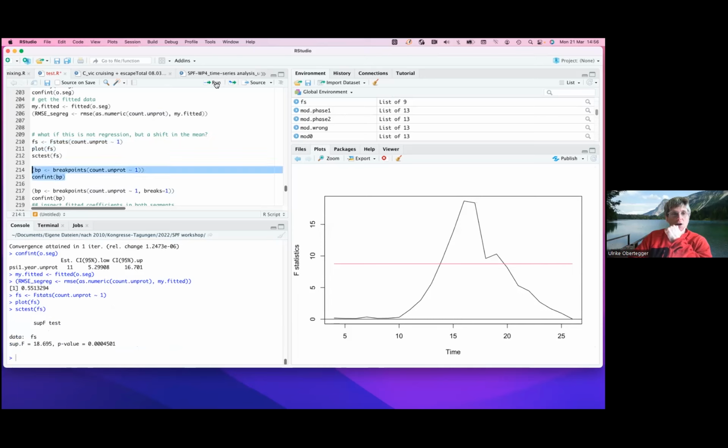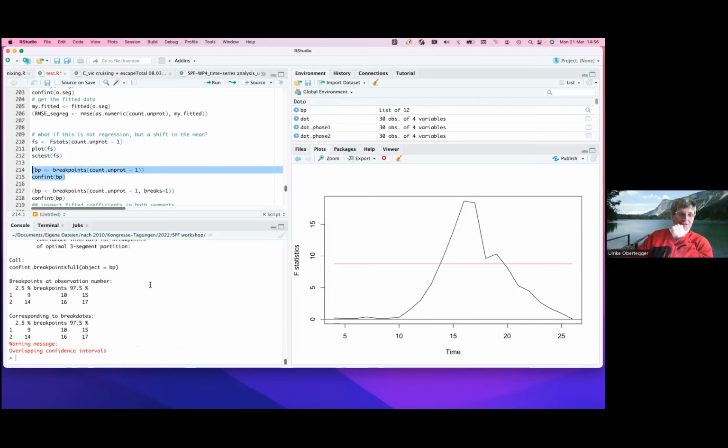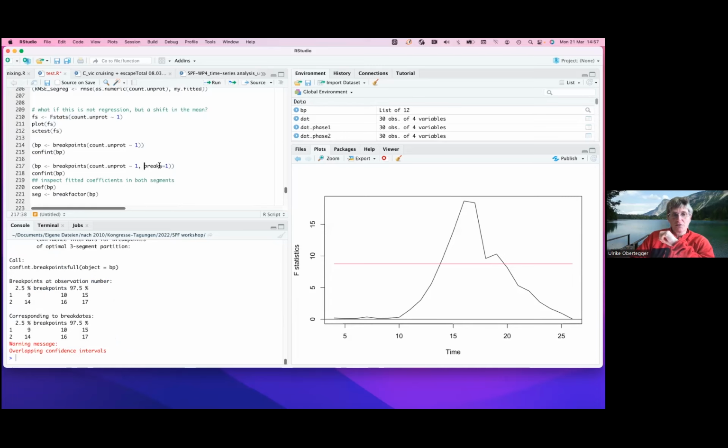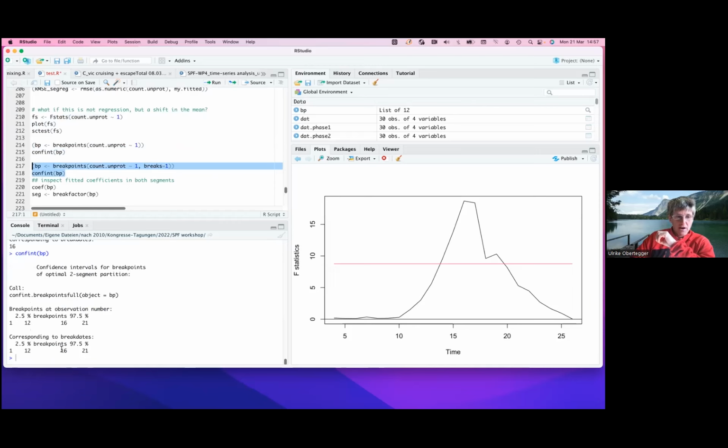The breakpoint, where is it? Now it's something that is quite surprising here also. Instead of indicating one change point, it indicates 2 change points, probably because you have 2 peaks here. But you can force breakpoints to just find 1 if you write breaks equals 1. If we do this, you get 1, and the breakpoint is again around 16. And this quite agrees with what we know about the data set.